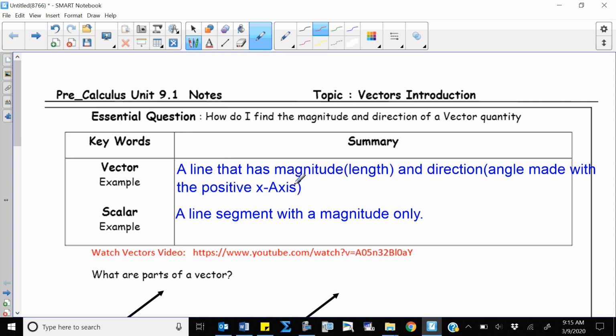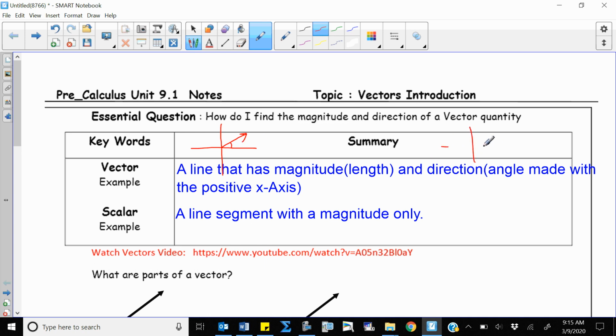A line that has magnitude or length and direction, which is the angle made with the positive x-axis, is called a vector. For example, here I have my coordinate plane and this line is called a vector because it has a length and it also has a direction. The direction is the angle which is made with the positive x-axis.